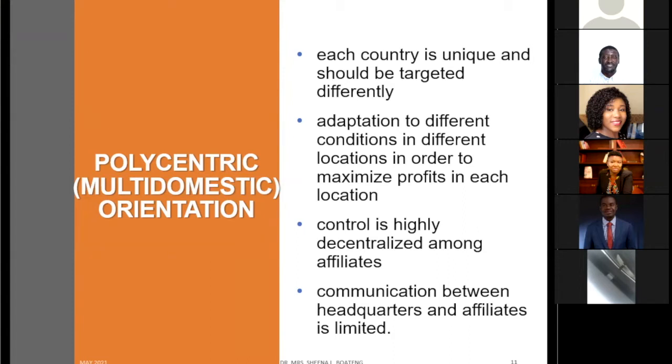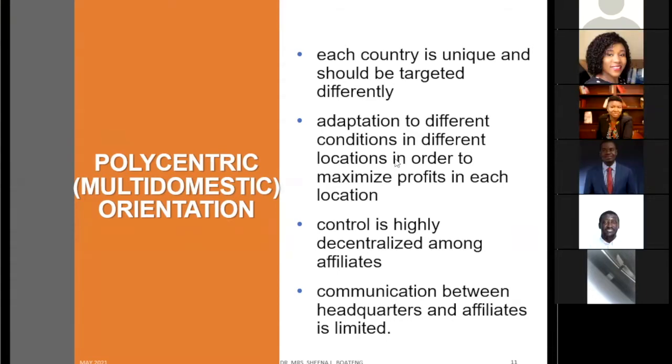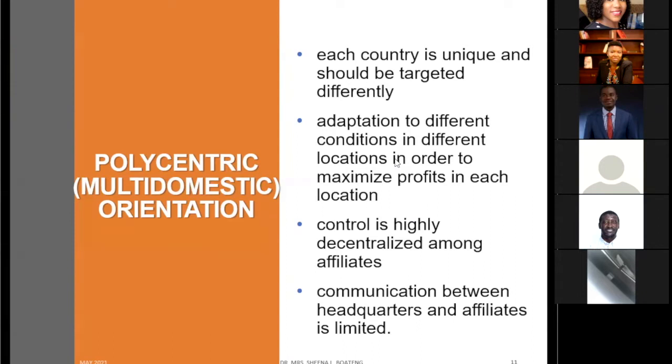All right, so let's move on. Beyond ethnocentric orientation, we can talk about polycentric or multi-domestic orientation, where the organization in question believes that each country is unique and therefore should be targeted differently, right? So this organization is more open to contextual differences, and they would like to adapt to the different conditions in the different locations that they find themselves in, in order to maximize their profits in each location. When it comes to such polycentric orientations, the people in the West are known a lot for having polycentric business orientations, especially those from the United States.